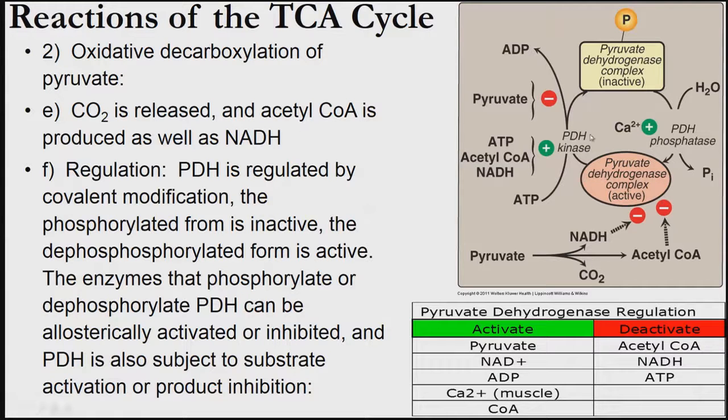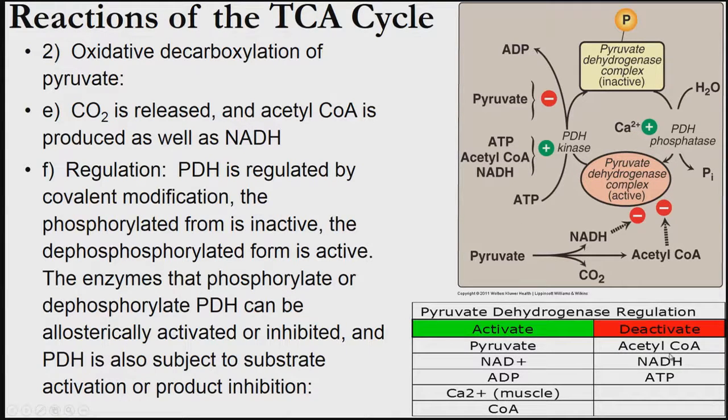They're talking about a PDH kinase and a PDH phosphatase, and we're not going to talk about that. We're just going to talk about the enzyme and the things that turn it on and the things that turn it off. And for the most part, they're pretty logical. The things that are going to activate it are going to be the substrates. So pyruvate is a substrate, NAD plus is a substrate, and CoA is a substrate. Those are all substrates for this enzyme. And then on the other end, what's going to be the product of this?